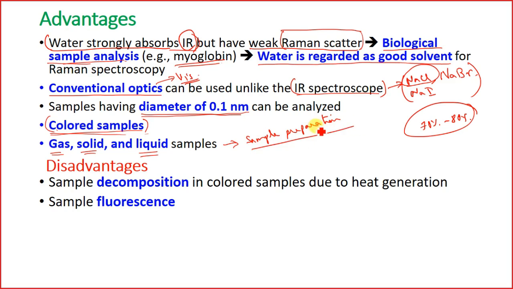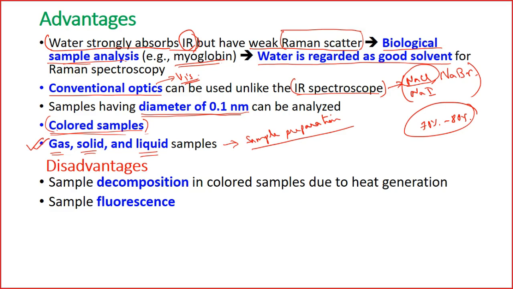In any of the spectroscopic methods, sample preparation is one of the important steps, and since you do not need to prepare the sample before you do the analysis, Raman spectroscopy is considered a better, user-friendly spectroscopic method. Whatever sample you want, you can just take it to the machine, load it, and your analysis will be done.